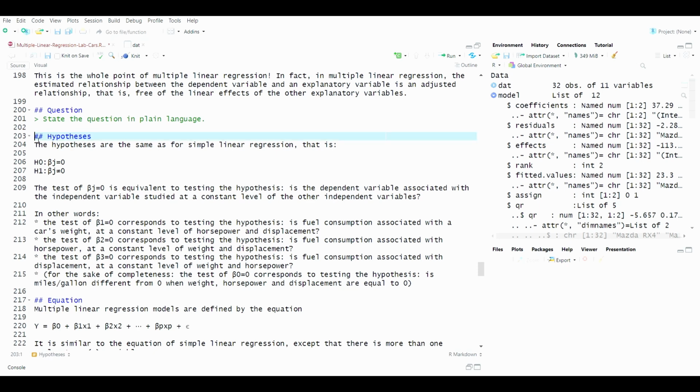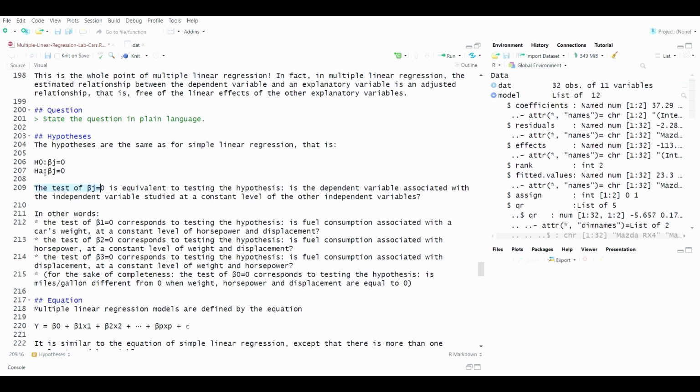Then come down here to hypotheses. The hypotheses are the same as for simple linear regression. That is, the null hypothesis is that the beta of each x is equal to 0. And the alternative hypothesis is that the beta of each x, or bj, is not equal to 0.